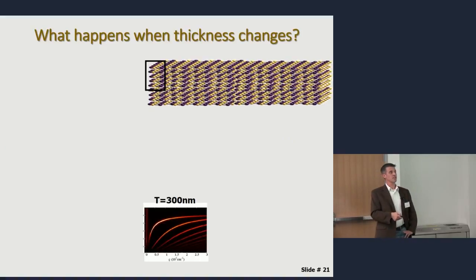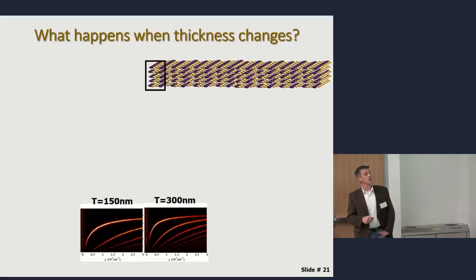So what happens when the thickness changes? This is the dispersion relationship I showed you on the previous slide. If I now cut that in half, I now have a 150 nanometer thick flake, right? You can see how the dispersion relationship changes. It kind of spreads out.